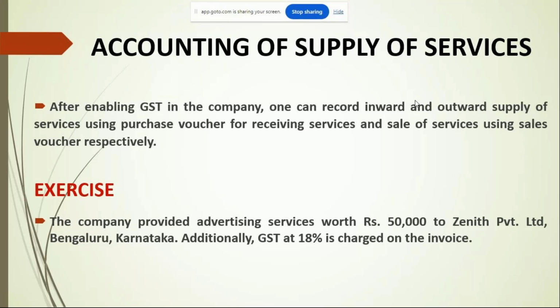Okay. Now for this, how do you put up the entry? We are providing advertising services, so we become the service providers. And what is the value of the advertising services provided? It is 50,000 rupees. Okay, to whom? To Zen Private Limited. And additionally, GST at 18% is charged on the invoice.